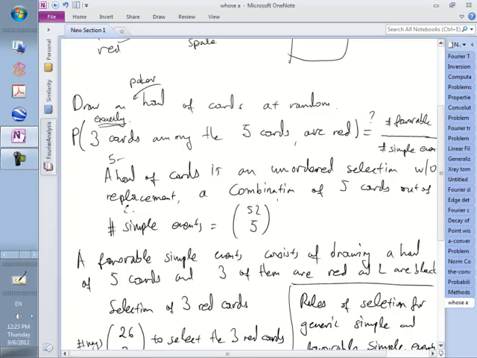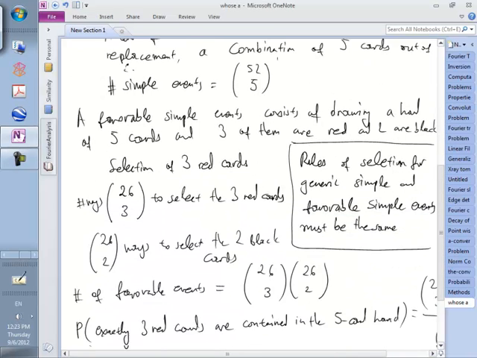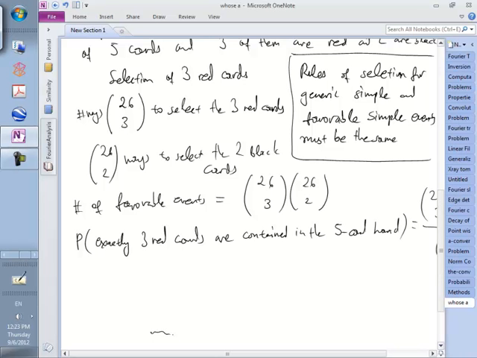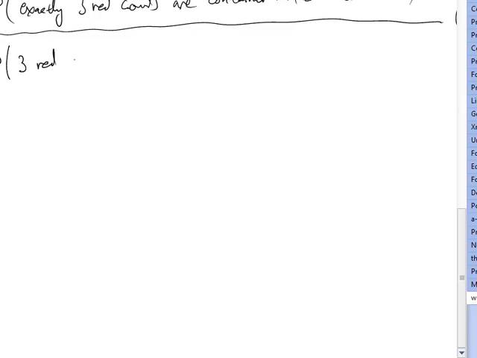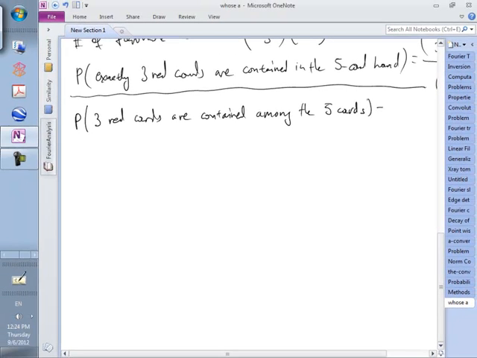Okay, now let's solve the problem this way. And now you will see the application of the rules of probability if we solve the problem by basically eliminating the word exactly. The mechanics are pretty much the same. So suppose now that you want to calculate the probability that 3 red cards are contained among the 5 cards. So that's the problem.